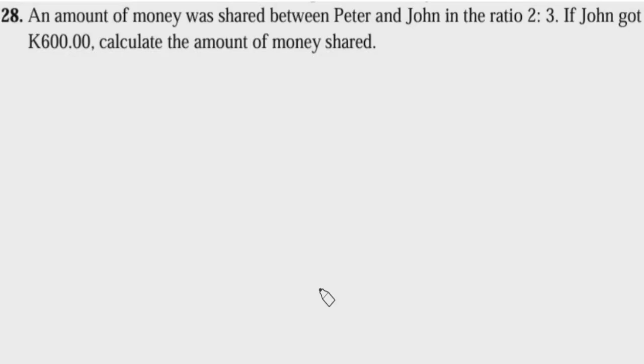We come to question 28, which is as follows. An amount of money was shared between Peter and John in the ratio 2 to 3. If John got 600 kwacha, calculate the amount of money shared.